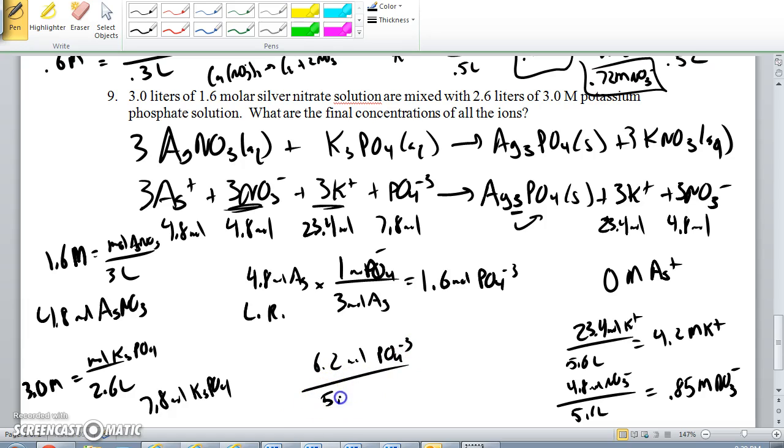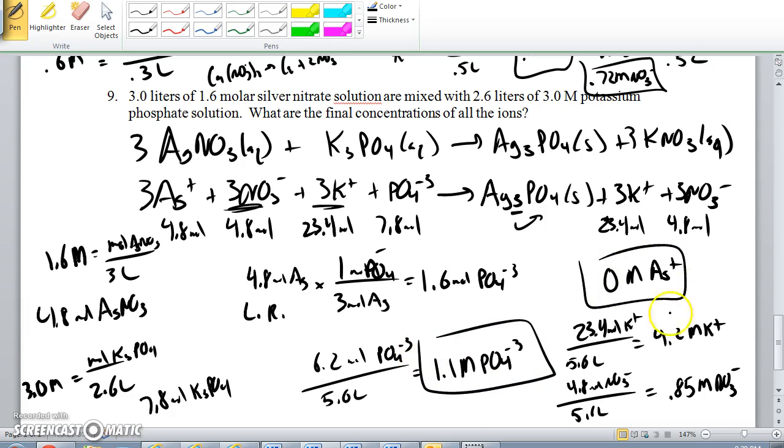in my now 5.6 liters of solution. So I do 6.2 divided by 5.6 gives me 1.1 molarity of phosphate. And there's your 4 ion concentrations. There's your phosphate, there's your silver, there's your potassium, and there's your nitrate. All right, there we go. Thank you.